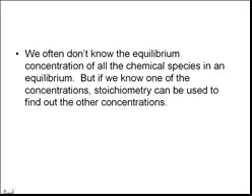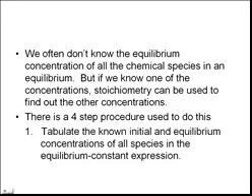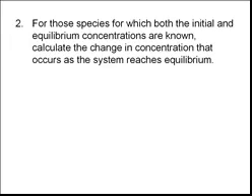Okay, the problem is a lot of times we don't know the equilibrium concentration of all the species, but certainly there's always a way where we can figure those out. There's basically a 4-step process by which we're going to be able to do this. Step number 1 is we're going to make a table of everything that we know, and then we're going to use all the information that we know to fill in the rest of the table.